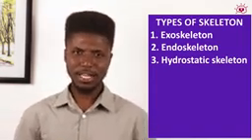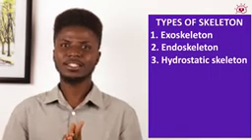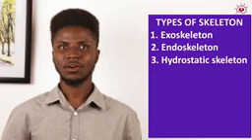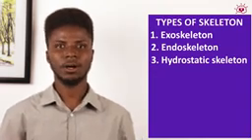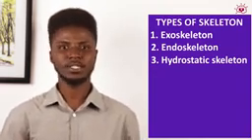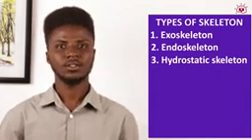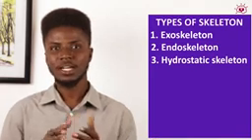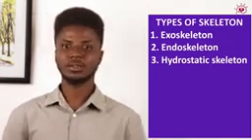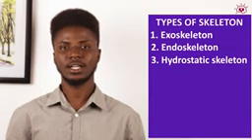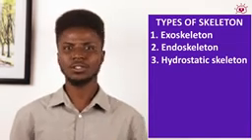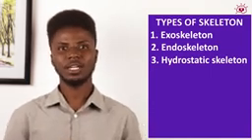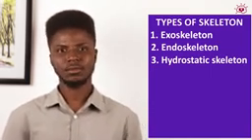Secondly, we have the endoskeleton. Now, the endoskeleton is the skeleton within the animal. For instance, the skeletal system of mammals and all vertebrates is an endoskeleton. You can't physically see any covering, but you know that there is a support system within those animals, which is known as the endoskeleton. Now, this endoskeleton consists of the vertebral column or the bones, and then the cartilage.